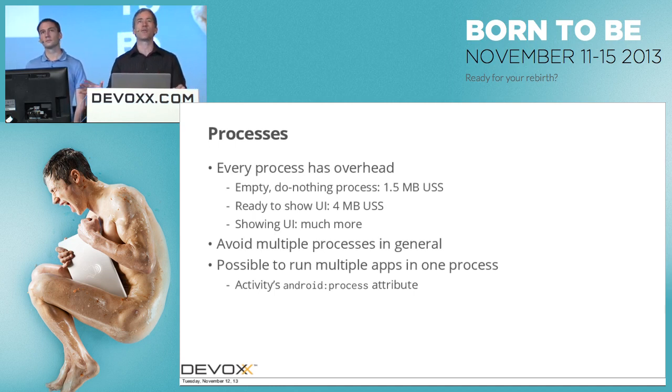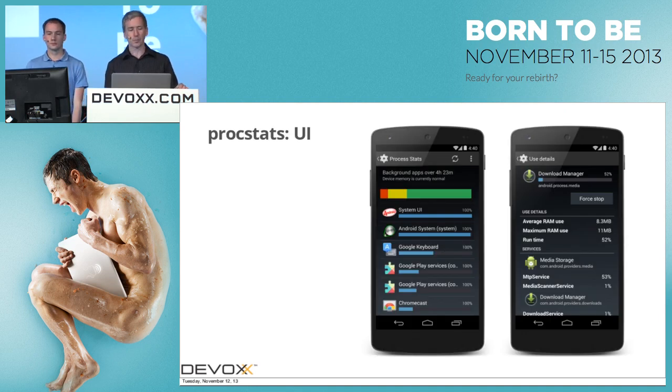There is a way that you can force multiple activities. I mean, obviously you can have multiple activities in the same application, but even if they're more separate activities, you can force them to use the same process by using the android:process attribute in your activity tag.